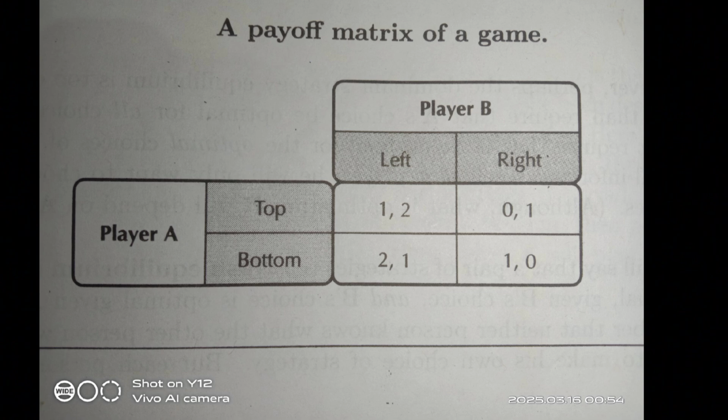Again I am saying that the equilibrium of this game is the strategy bottom left: bottom for player A, left for player B. The corresponding equilibrium payoffs are 2 and 1, and this is also the dominant strategy. So player A will play bottom, player B will play left, with payoffs of 2 and 1.